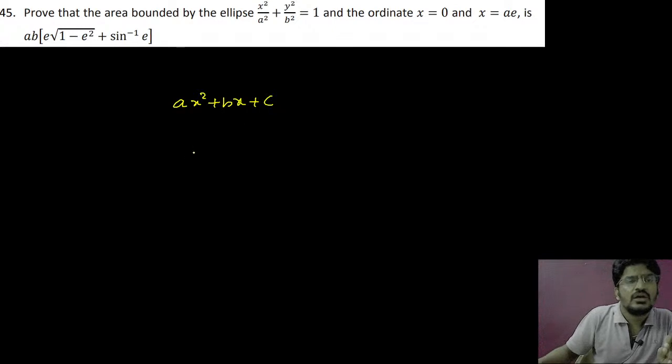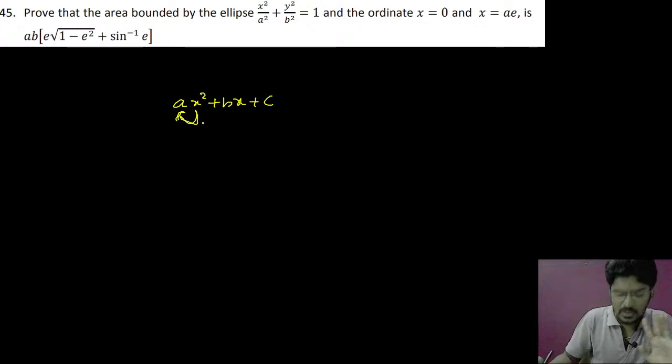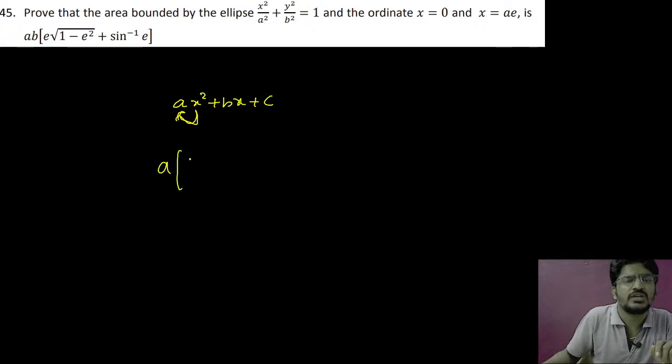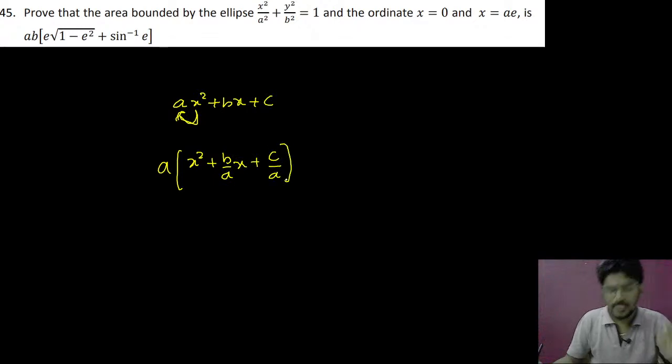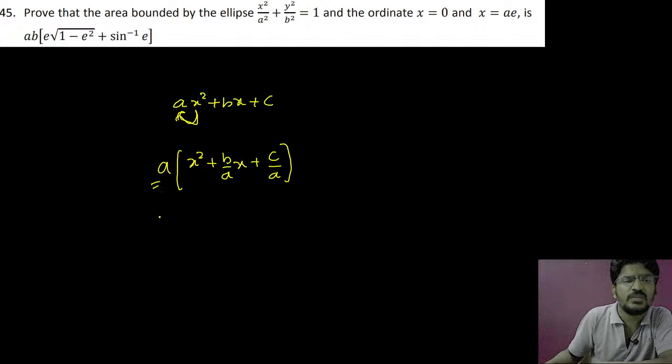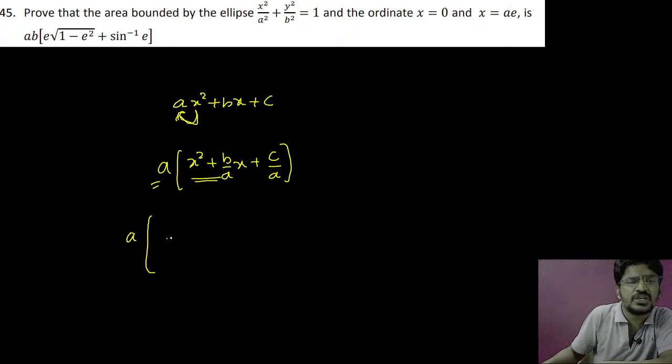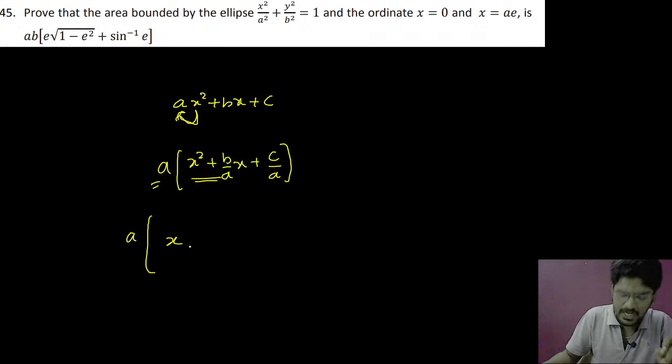Clear? Now what we have to do, whatever be the x square coefficient, you have to take it common. So if I take it common, what are you going to get? x square plus b by a x plus c by a. Now you write as it is. See here, what is the first term? x square. Whatever be the sign, if it is plus, you write plus. If it is minus, you write minus. So now here we have plus, I will write plus.